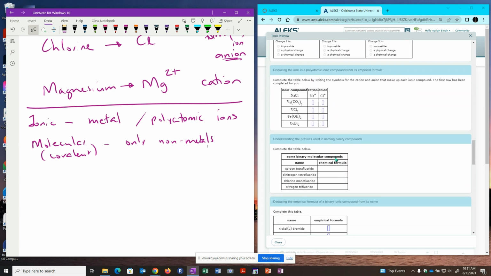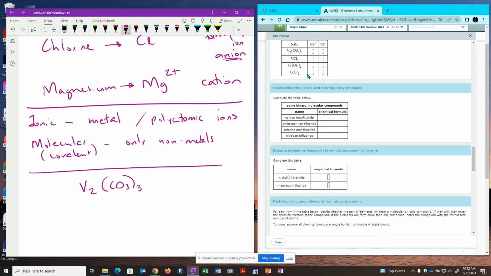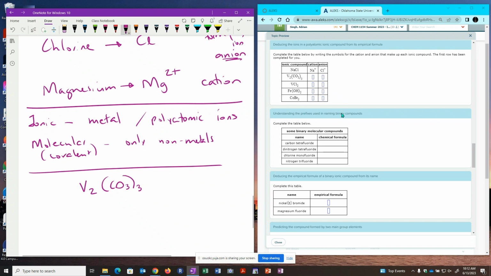Let's jump down to the next table down here, where it gives you the formula for an ionic compound, and it asks you to identify what the cation and what the anion is for these. So let's take a look at the next ones. We have V2(CO3)3. All right, so you're told explicitly that these are ionic compounds, so we know that there are ions involved. So what are these ions?